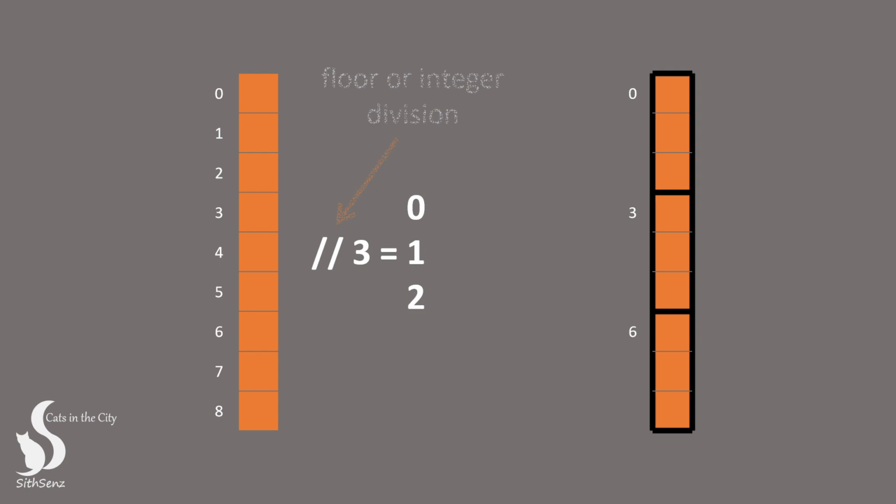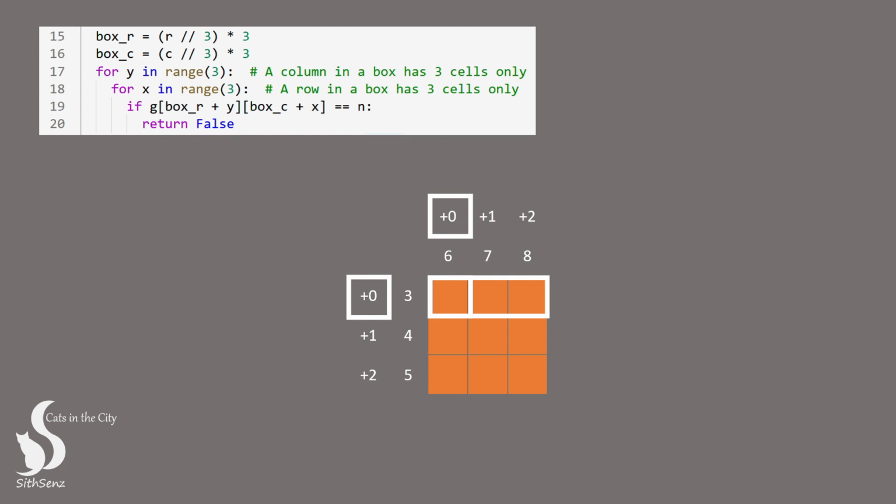By multiplying these quotient integers by 3, we'll get 0, 3, and 6, which are the labels for our boxes. How clever is that? Indeed, it's a very clever trick. Then, using nested for loops, we'll check every cell in that particular box for the number N.